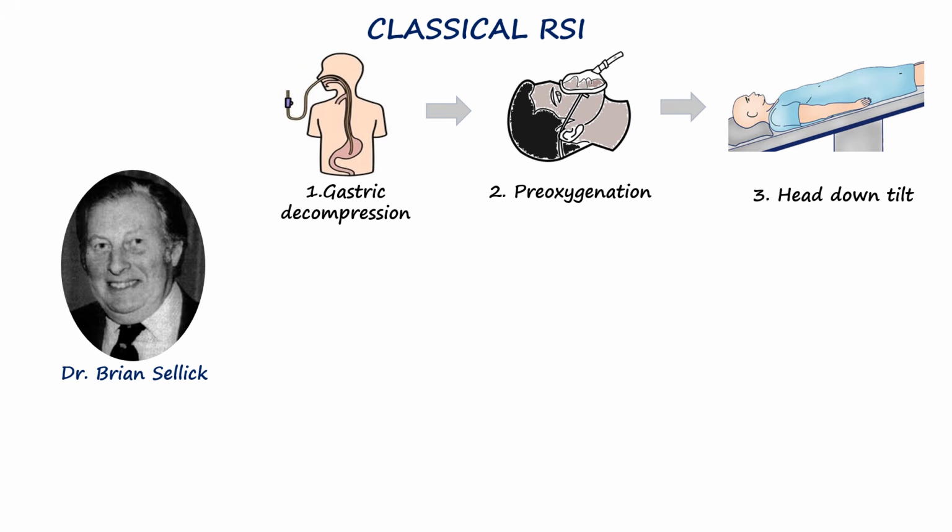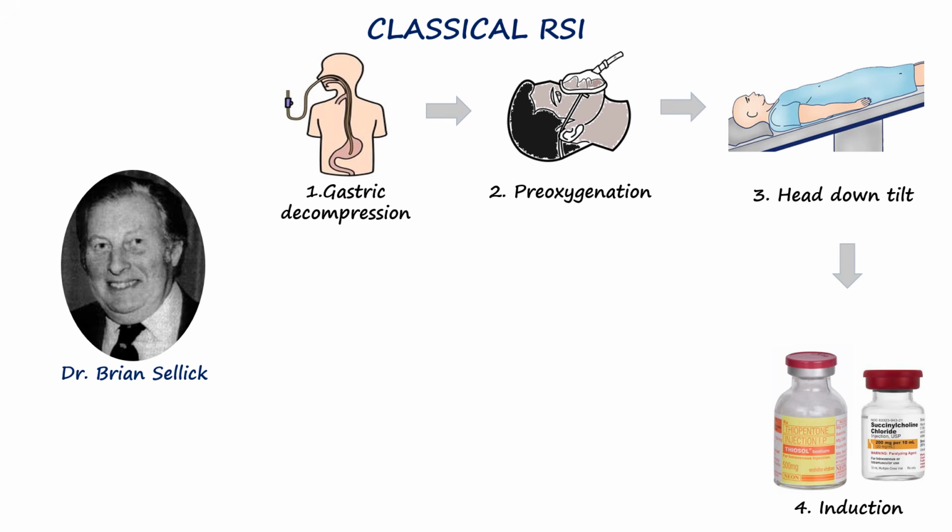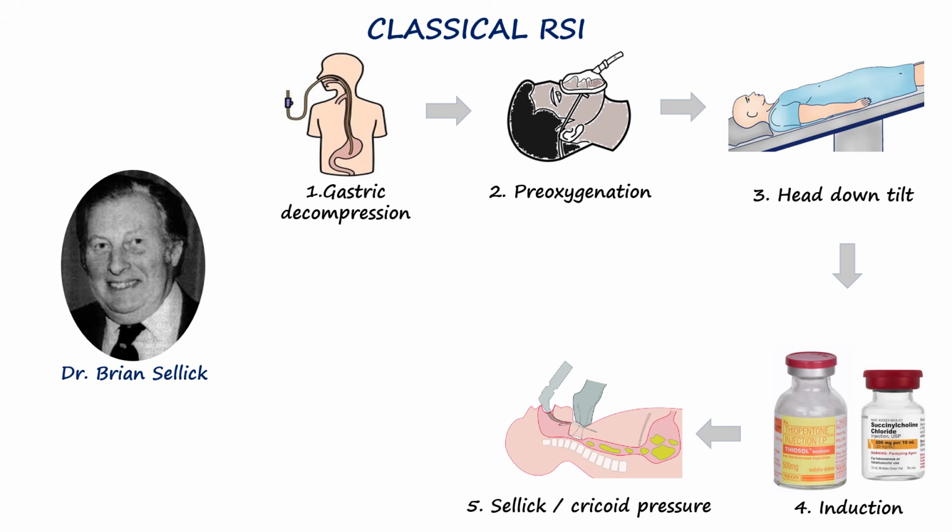Anesthesia was then induced with weight-based dosing of drugs like thiopental or volatile agents, combined with fast-acting depolarizing neuromuscular blockers such as succinylcholine to achieve rapid paralysis. The Sellick maneuver, or firm cricoid pressure, is applied before the loss of consciousness and maintained at 30 newtons of force to mechanically occlude the esophagus against the vertebrae. The aim is to prevent gastric content from leaking into the airway.